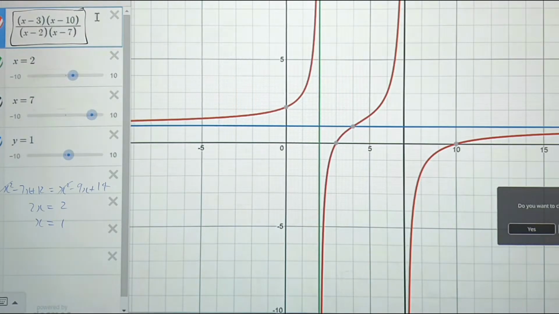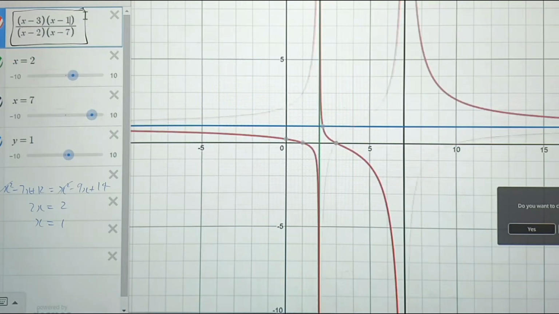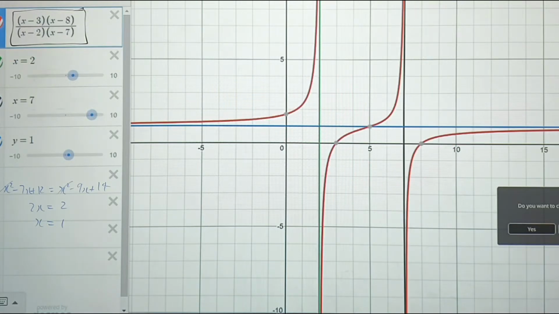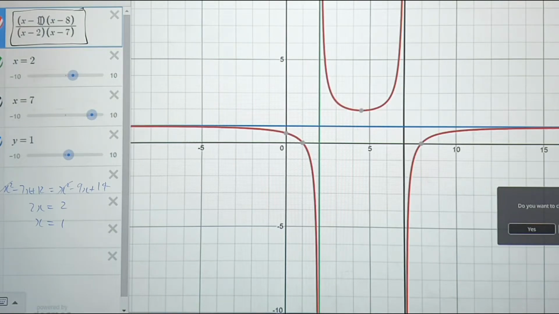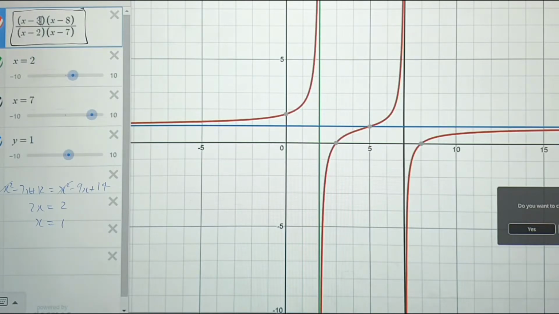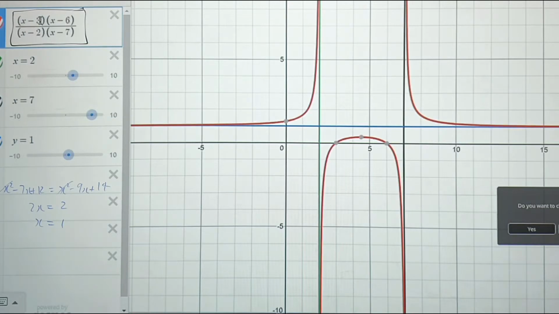So I don't want the numbers to be too extreme for a moment, so I'm going to bring that back to an 8. And I'll change that to a 1. And we're back to one of those, but it's upside down. If I change that so it's got a min, change that to a 3 and a 6, we're going to get a max.